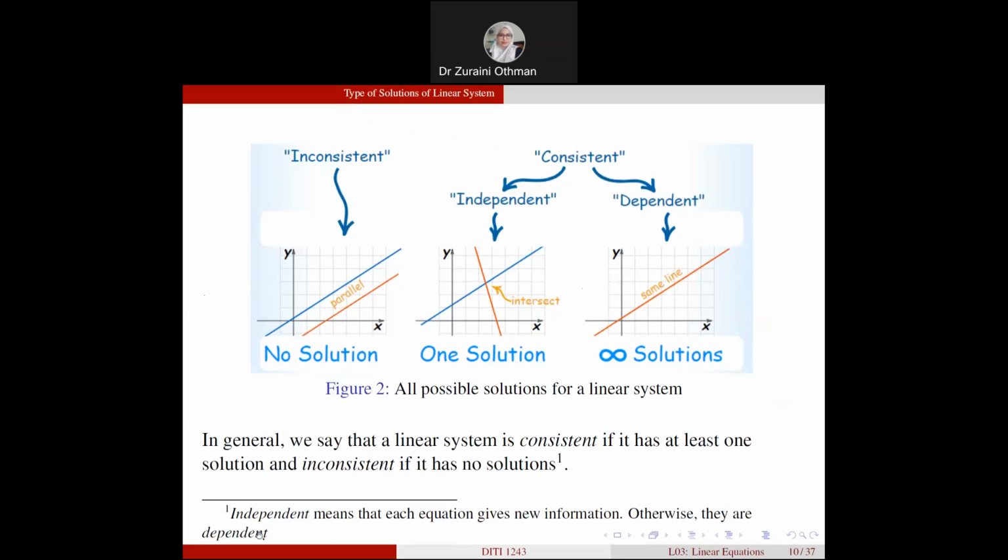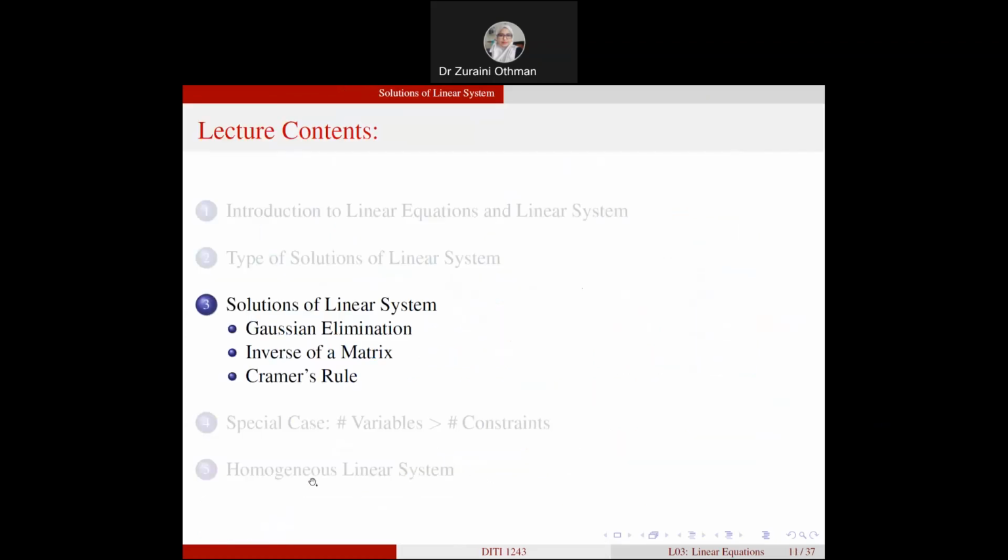What does it mean? Independent means that each equation gives new information, otherwise they are dependent. This is the meaning of independent and dependent. For topic number 3, we want to solve a linear system. Today we will discuss the Gaussian elimination method. Other than that is the inverse of a matrix, another process to solve a linear system. And the last one is Cramer's rule. These are the 3 techniques to solve a linear system.